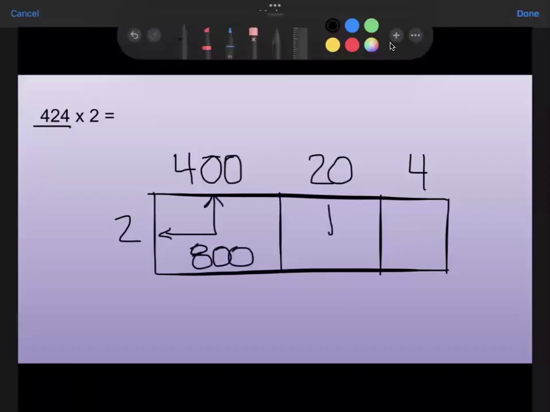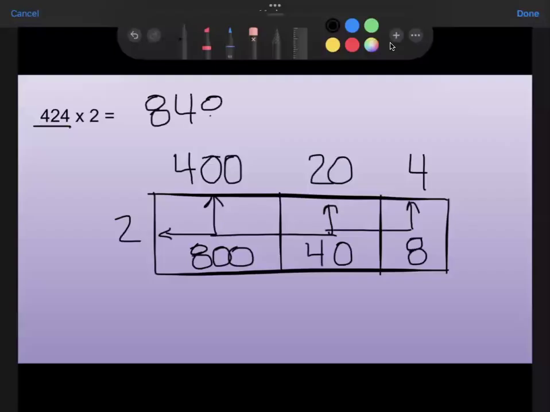For this box, it's the number on top times the number out to the side. So 20 times 2. 2 times 2 is 4, and then I would add the 0 from the 20. This one, it's the number on the top times the number out to the side. 4 times 2 is 8. Then my last step would be to add all of these together. 800 plus 40 plus 8. So you can see either way, I ended up with an answer of 848.